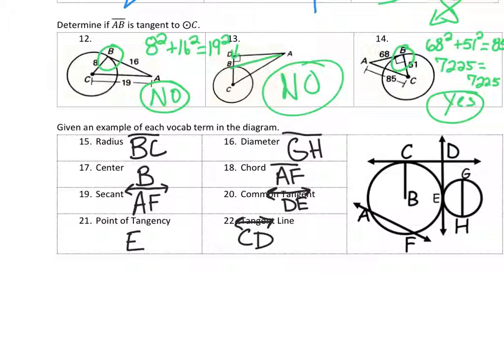Now you're going to get your homework. Your homework looks exactly like this. You're going to play some matching with our vocabulary words. You're going to figure out if things are tangent. And then you're also at the end going to be setting two equations equal to each other and solving for x.